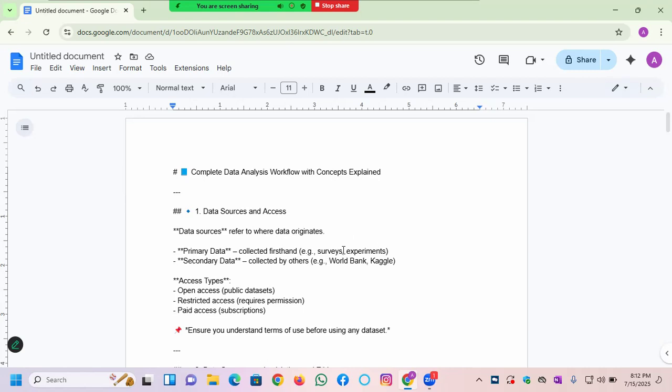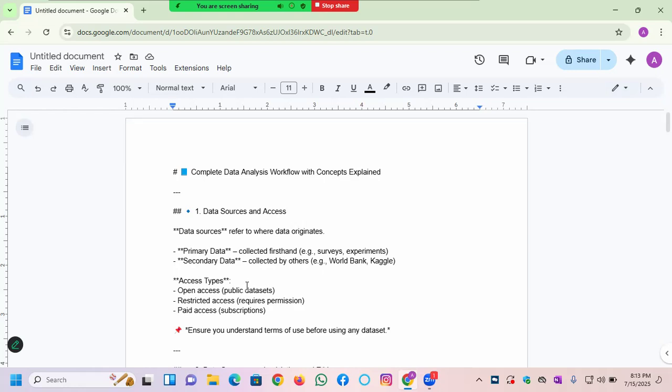So examples are surveys and experiments. Now we have secondary data, collected by others. For example, if you need data about the population of the whole world, you will be talking about something like the World Health Organization, those organizations around the world. They are the ones that will give you that data. So you are not the owner of that data. So it is a secondary source of data.